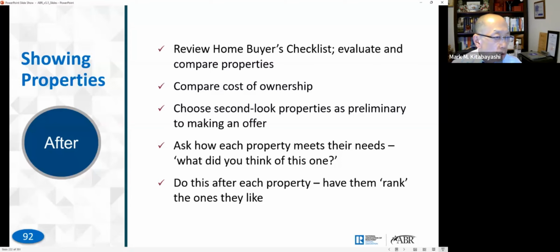So when I'm working with a buyer, except during COVID, I try to drive them around to each house so we could have a conversation in the car between appointments about what we saw and what we are looking at next. That way I can make a mental note of what they say. A question that I ask is, what did you like about the house we just saw? That's the number one question. What did you not like about the house that you saw? Then you compare that with the wants and needs list.